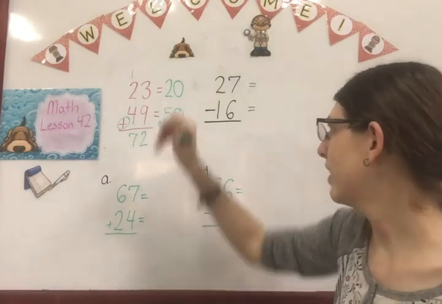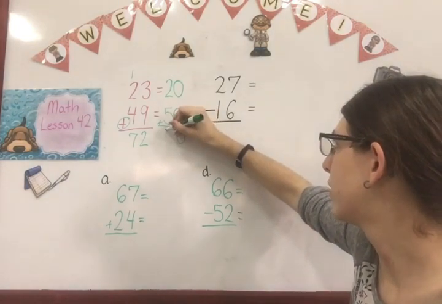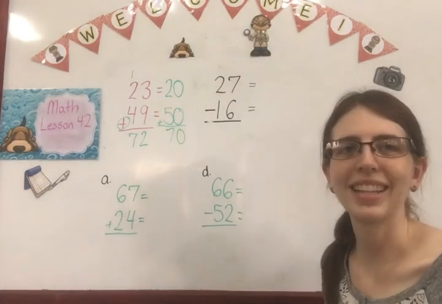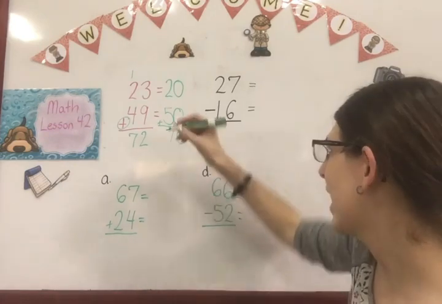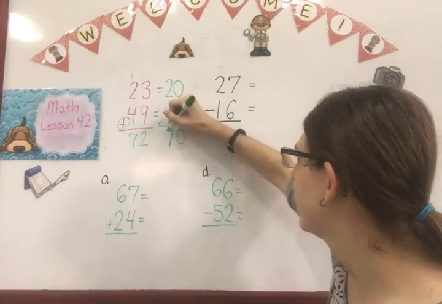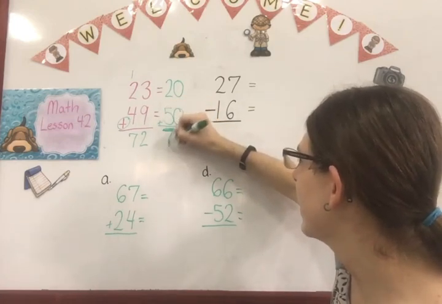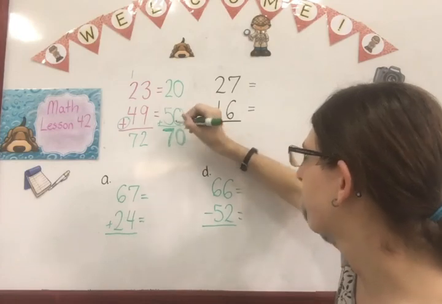20 plus 50, well, I have 0 plus 0 is 0, 2 plus 5 is 7, so I get 70 as my estimated answer. Let me kind of darken that in a little for you so you can see it just a little better. Okay, 70 is your estimated answer.